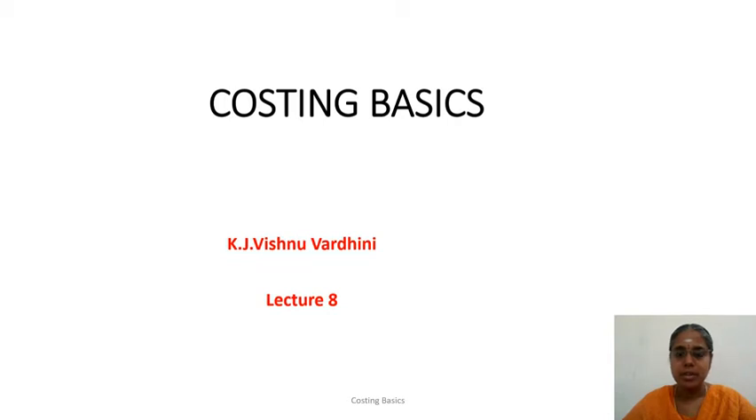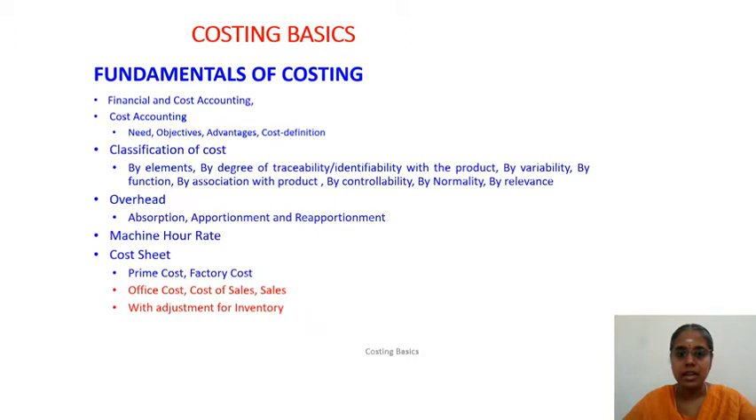This is lecture number 8 for understanding the costing basics. The contents which have been already discussed are given in blue, and in the last lecture, the basic components of the cost sheet and what is prime cost and factory cost, with calculations, have been understood.